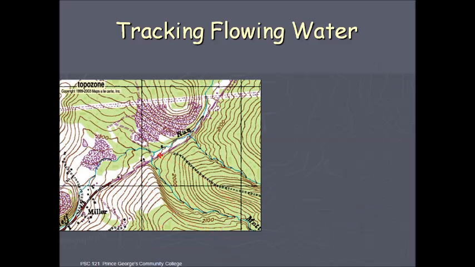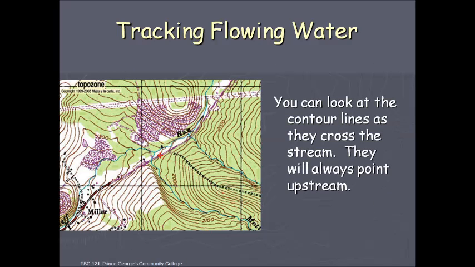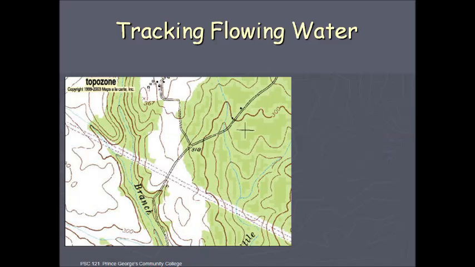We can also look for the V in the contour lines. When the contour lines cross the river, they make a V, and that V will always point uphill. So again, looking at the same river, we can see the V's in the contour lines, and those V's point uphill or upstream where the water is coming from. So again, we determine that the water is flowing in the northeast direction. I'm sorry, northwest.